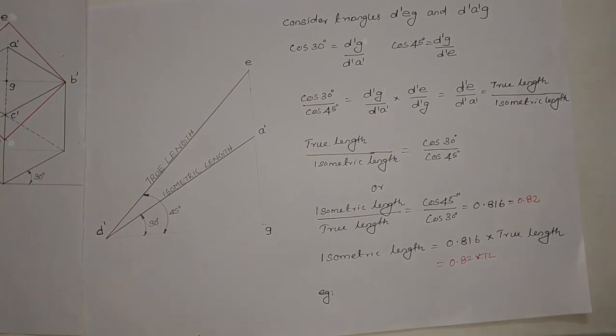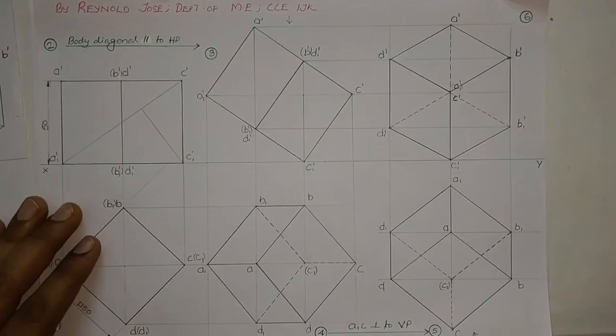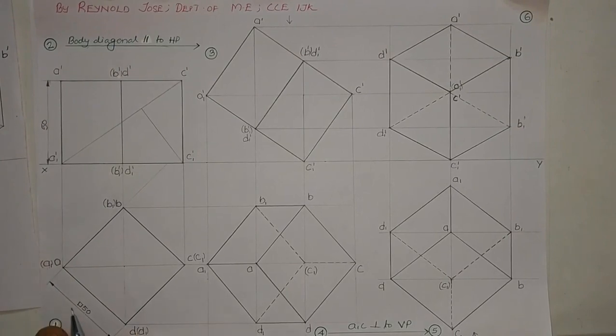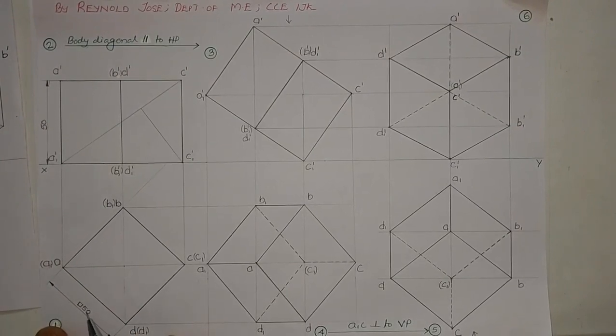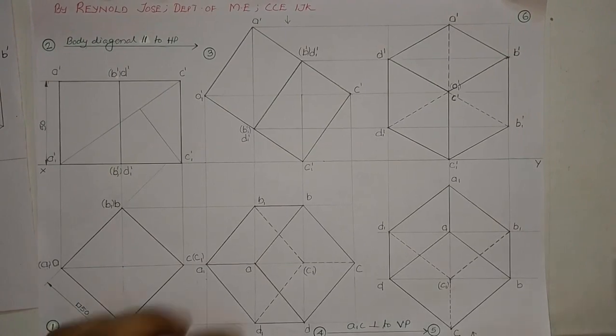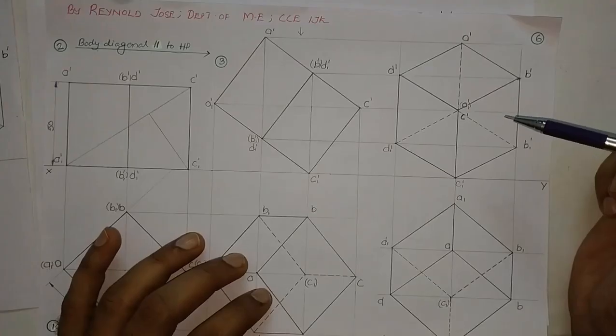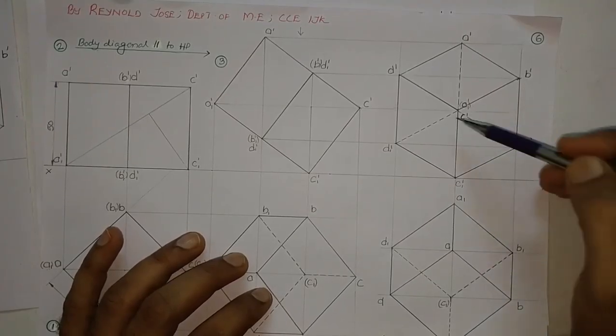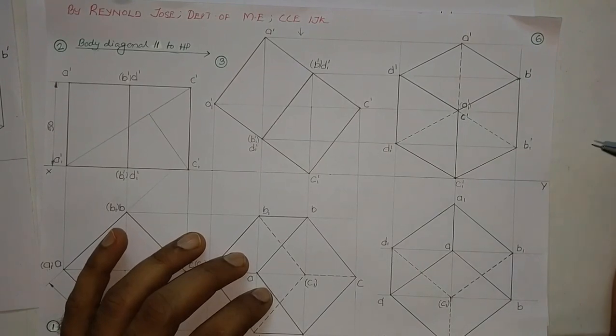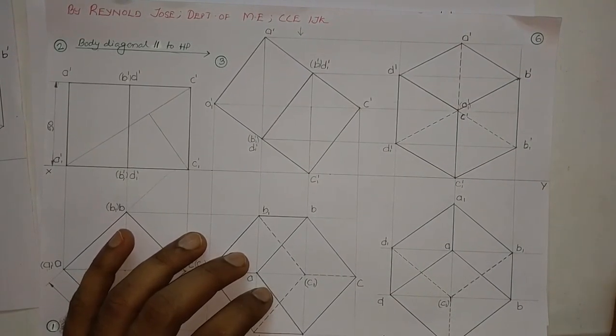Let us refer to the previous problem. In this previous problem, initially the true length was 50. When you multiply this 50 by 0.82, you will get the approximate value as 41. That is how all these edge lengths are foreshortened to a measurement of approximately 41.